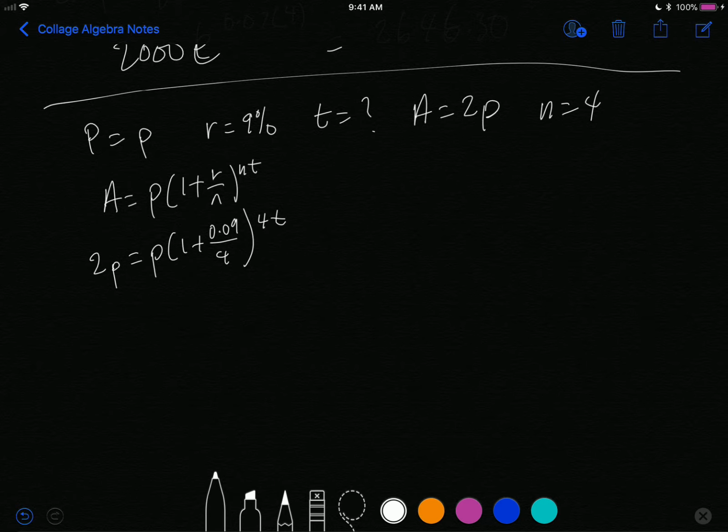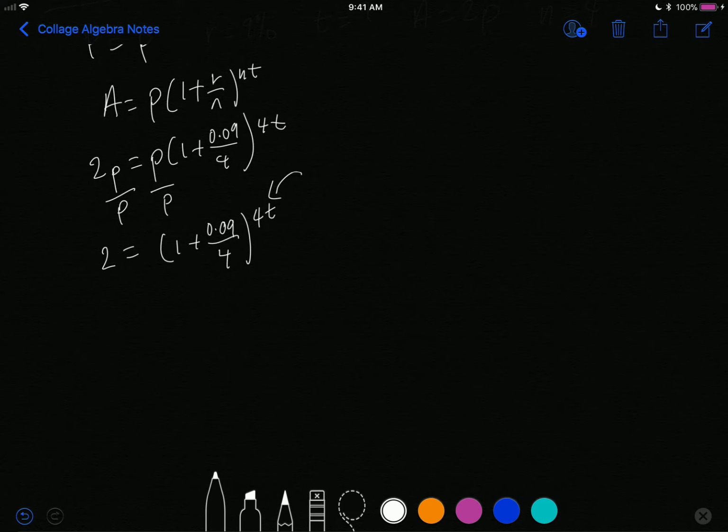Now, although they didn't tell us how much money we have, in the very first step of the problem, when we divide by P, we realize that it actually does not matter how much money you have. The time it takes to double is independent of how much you have. Now that I have this right here, I realize that this is an exponent, and to get to the exponent, I have to take the right logarithm, and so I'm going to take ln on both sides of the equation. So ln of 2 is equal to ln of 1 plus 0.09 over 4 raised to the 4t.